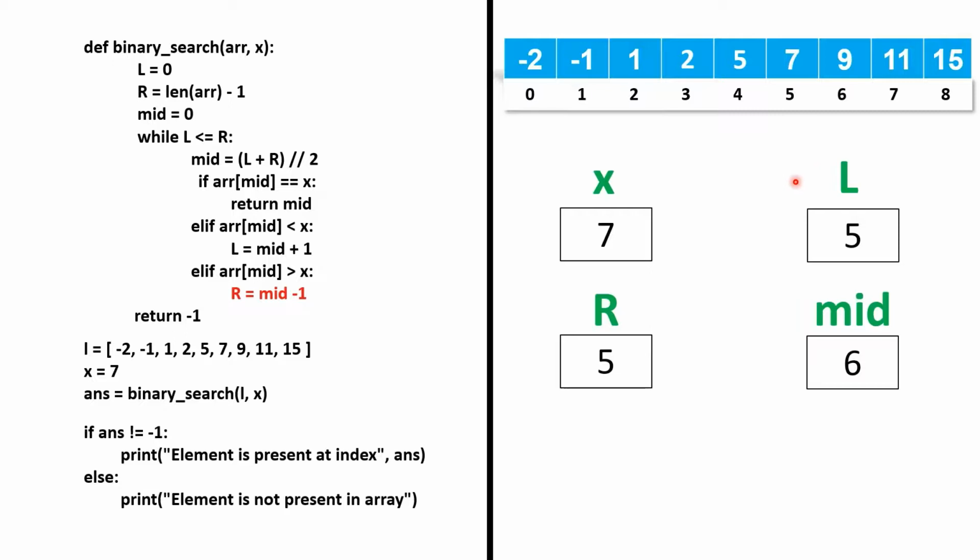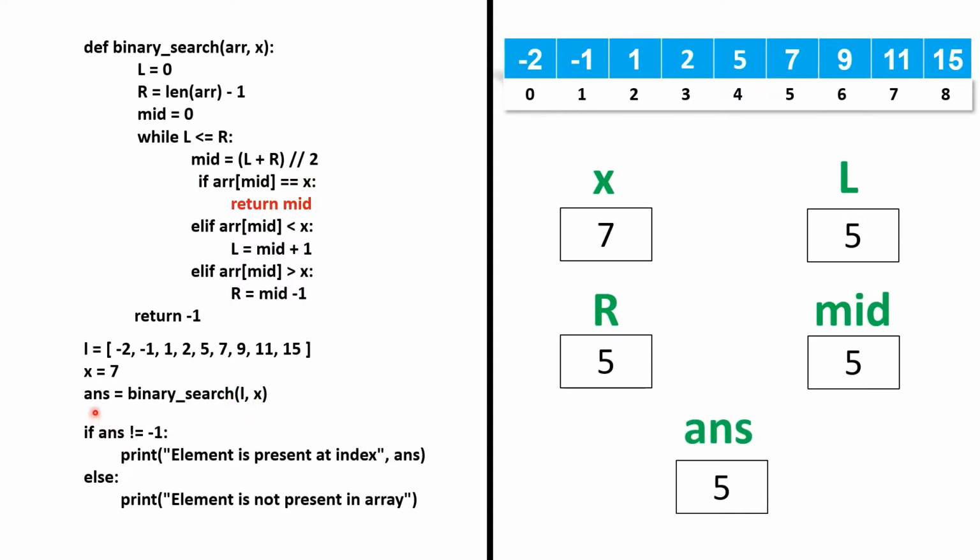Now you can see that L and R are on the same index. What does it mean? Again, it means the value we are searching for is between L and R. So we calculate the mid again. Now mid will be at the 5th index, which is the required value. So this if condition will be true, and we will return the mid value. Now mid is 5, so we return 5 here.